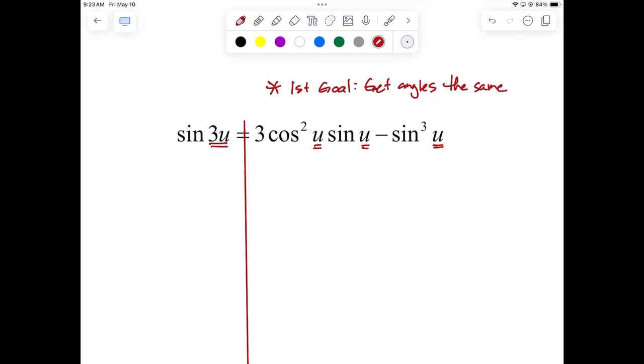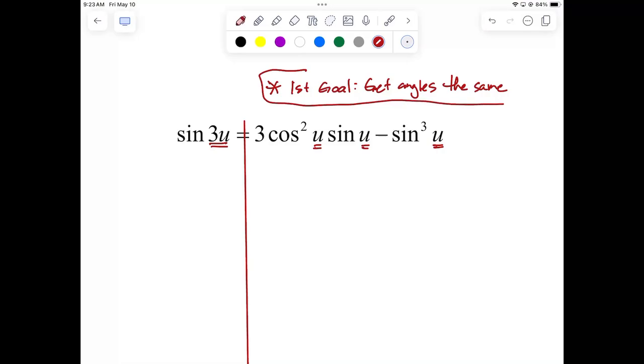So my question to you, is it easier on the right to build up an angle of u into a triple angle 3u, or would it be easier to tear down the angle, the big angle 3u, into something smaller? Tear down. So even though there's more terms on the right, this first goal of getting the angles the same kind of trumps that. It's a bigger angle, so it's easier to tear it down.